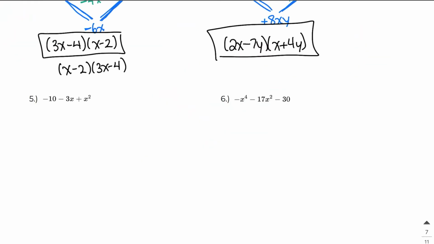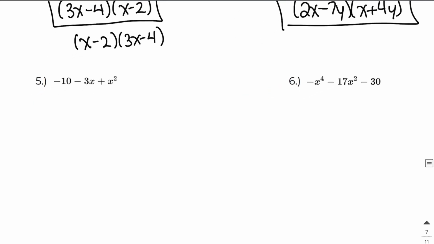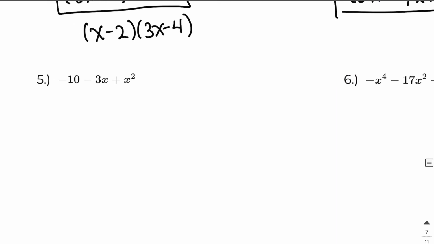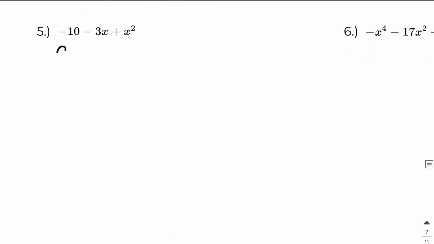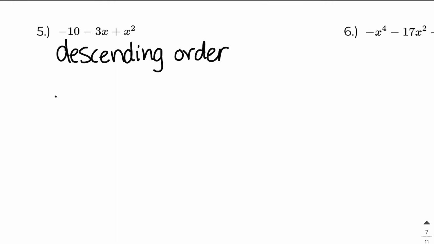All right, in our next example, number 5, negative 10 minus 3x plus x squared, we could factor this as is, but I strongly suggest that you put this in descending order first, because it's just going to be so much easier to deal with. So I'm going to put the x squared first, the minus 3x second, and then the minus 10 last.